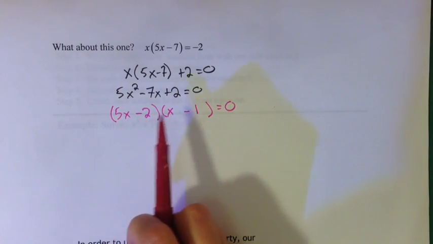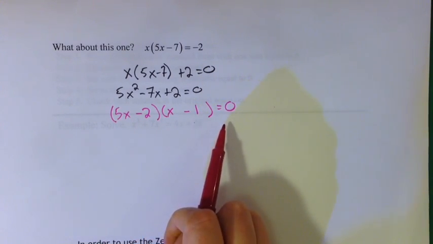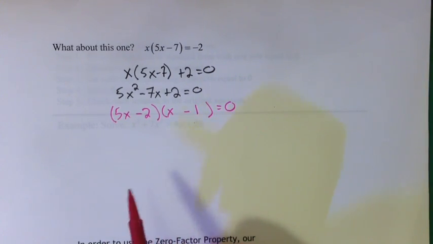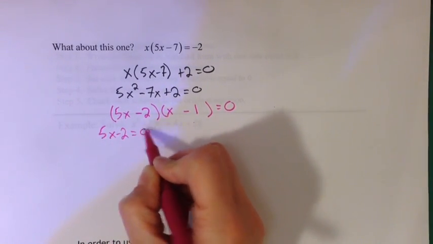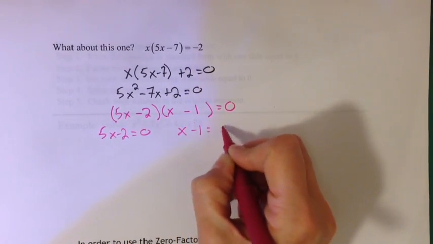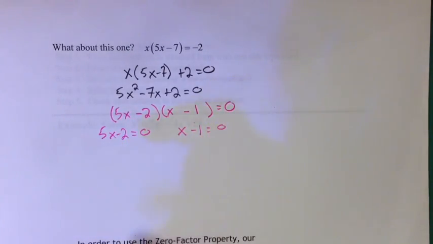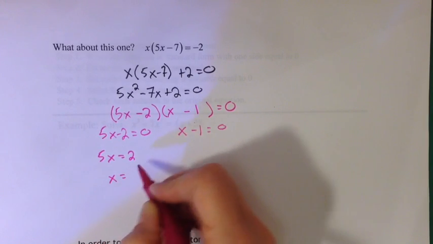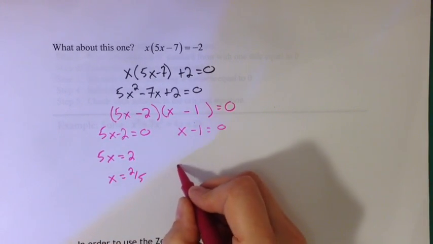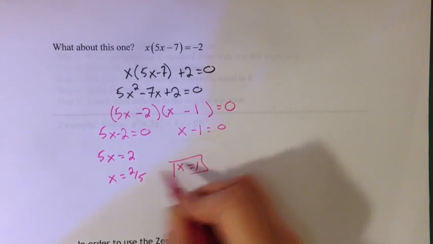I have one thing being multiplied by another thing to equal 0. That means that one of the two things has to be 0. So 5x minus 2 equals 0, or x minus 1 equals 0. Then we can go ahead and solve these little equations. 5x equals 2, so x equals 2/5, and x equals 1.